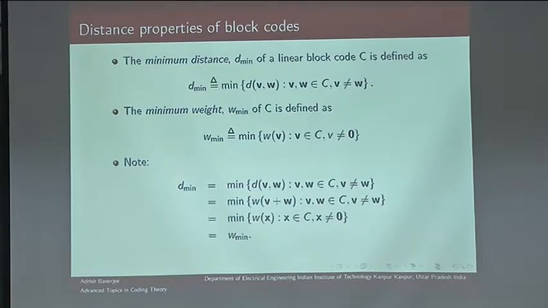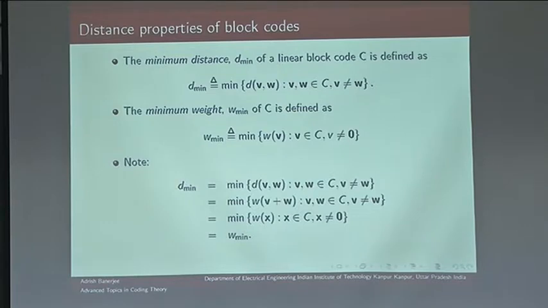Now what we are going to show is that the minimum distance of a code is nothing but the minimum weight of a code. How? Let's first look at the definition of the minimum distance of a code. What is the minimum distance of a code? It is the distance between V and W, where V and W belong to the code C, and V and W are distinct code words. They are not the same. Now what is the Hamming distance between V and W? It is the Hamming weight of V plus W.